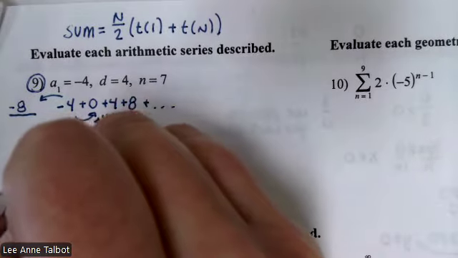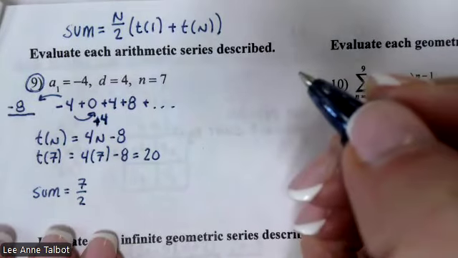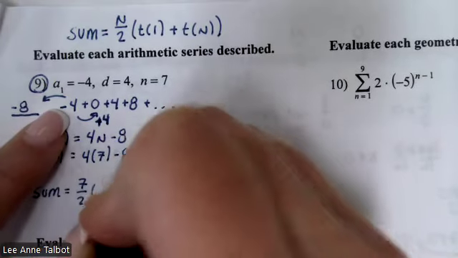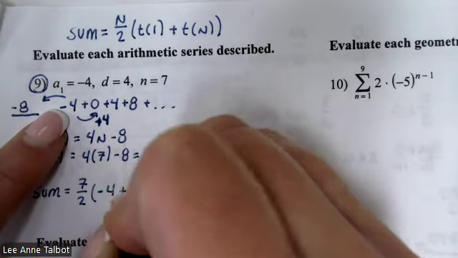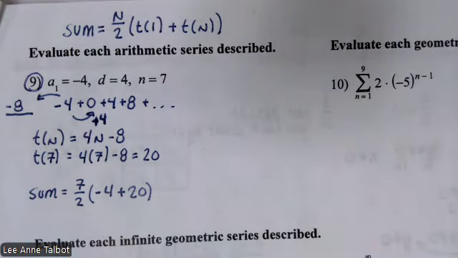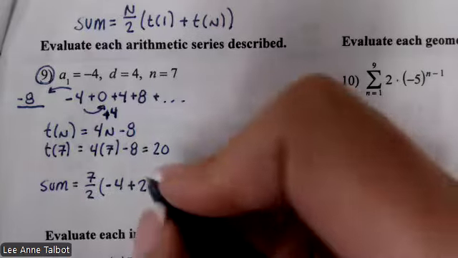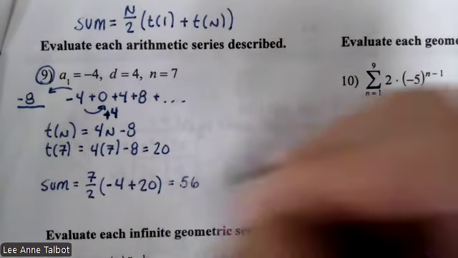Okay, I'm ready. Sum equals 7 terms divided by 2. First term is -4. Seventh term is 20, which comes out to be 56.